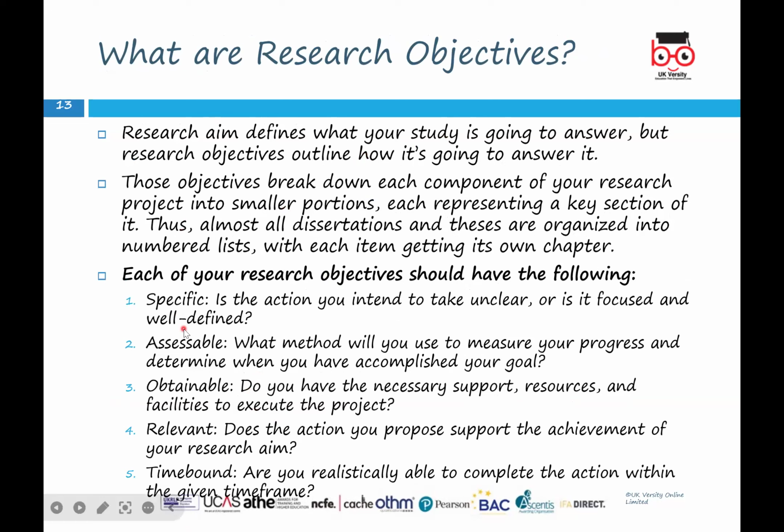And what you have to use is SMART objectives. So your research aim would define what your study is going to answer, but your research objectives outline how you're going to answer. So your how goes into your objectives. If you've written your research objectives, they should be SMART objectives.